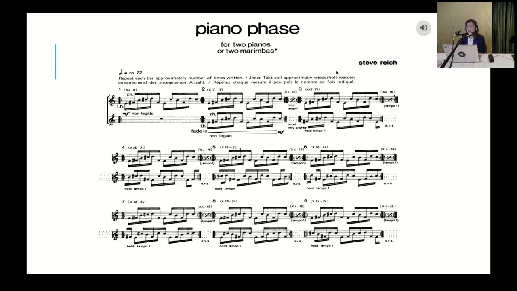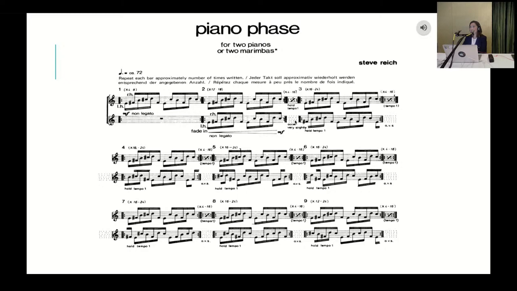Sorry to cut you off there, but as you can see, the first piano part does not move. The notes are exactly the same, and its tempo, as you can see here, is exactly the same. But in the second piano, the notes are also exactly the same. Where we stopped just now, it came back to around this part here.